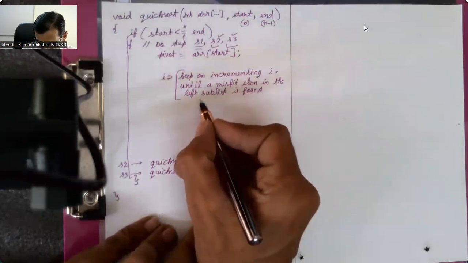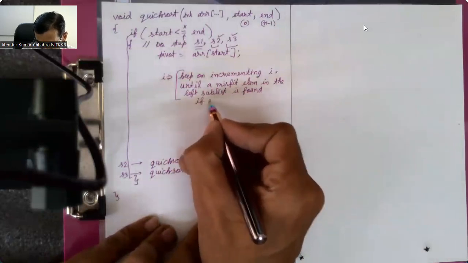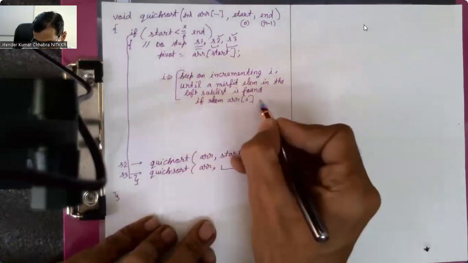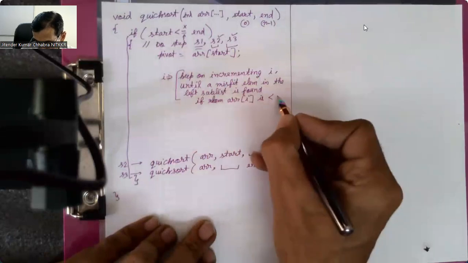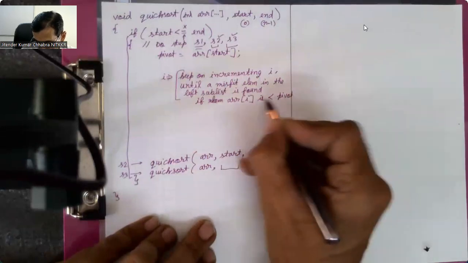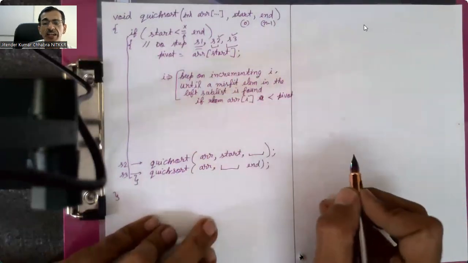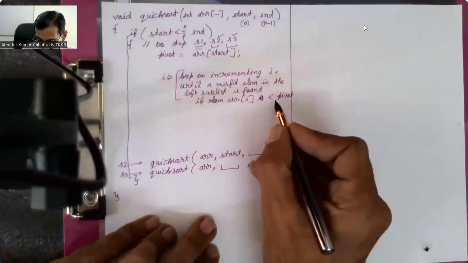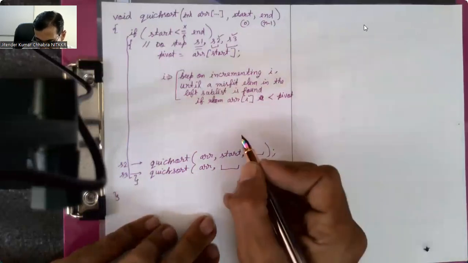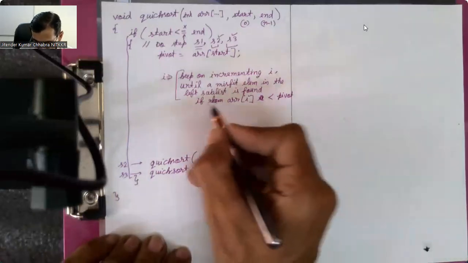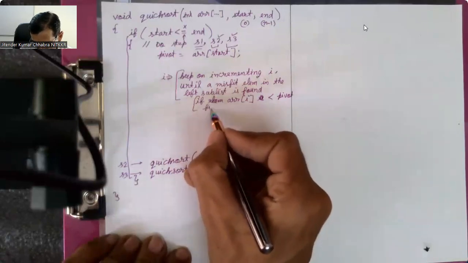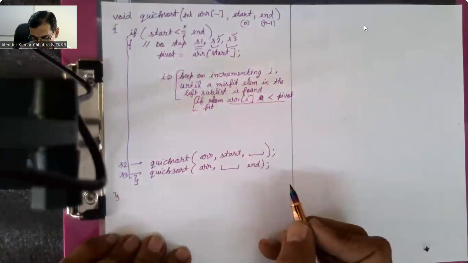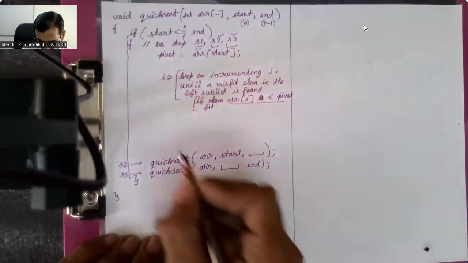Fit element means what? If array I is less than pivot, it is fit. It is okay. This can definitely remain in the left sublist. You could think of having equality also, but I'll not touch equality for the time being. After a few minutes, we will talk of equality. So this is a fit element. That means if this condition is violated, I need not go further. I have found a correct I.